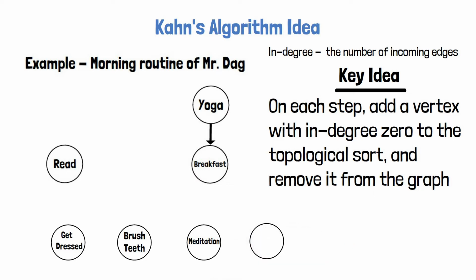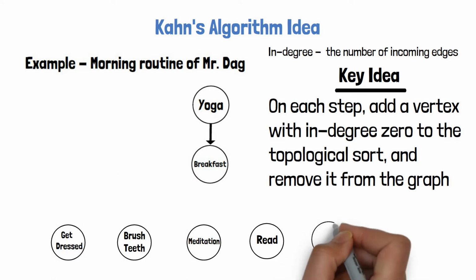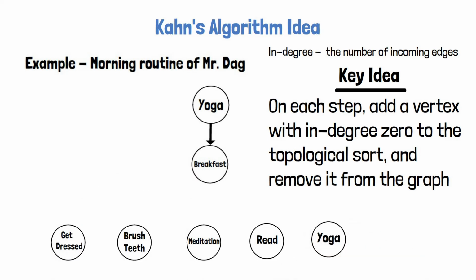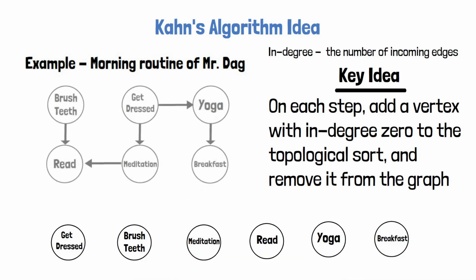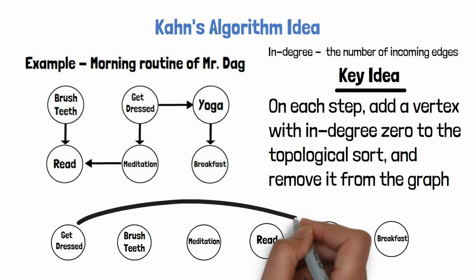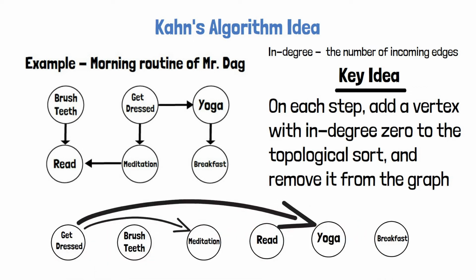We then similarly add read and remove it. Then we add yoga and remove it. And lastly, breakfast. Here is our graph again. Notice it is a valid topological sort since all edges go from left to right.